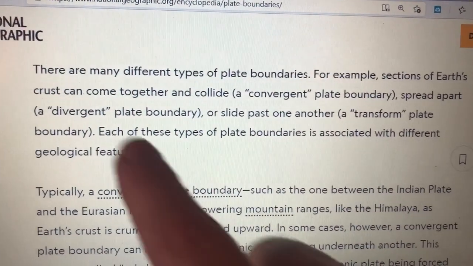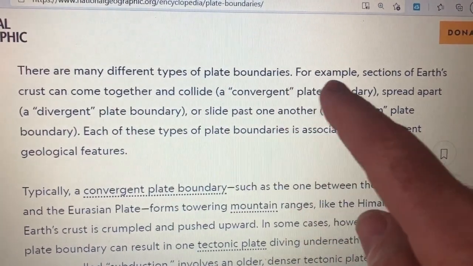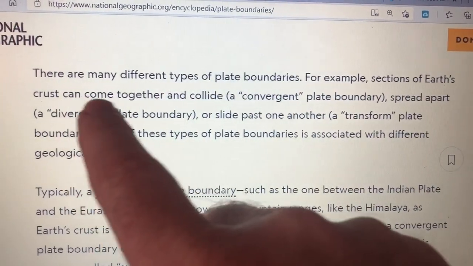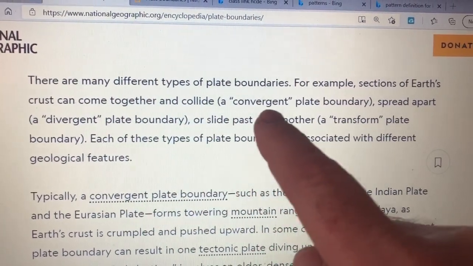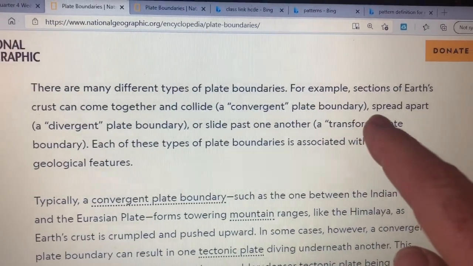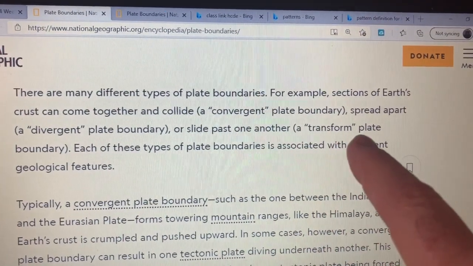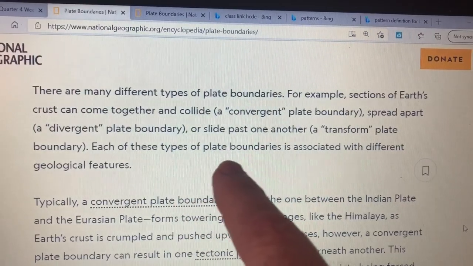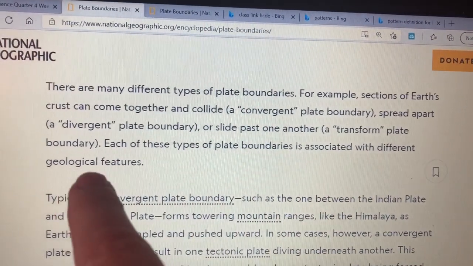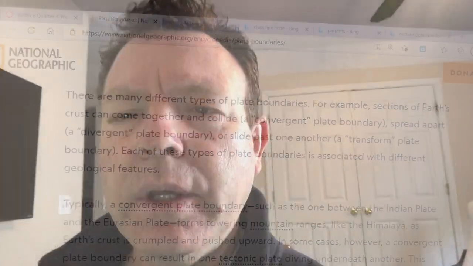Okay, let's continue. There are different types of plate boundaries. For example, sections of Earth's crust can come together and collide. That is a convergent plate boundary. We already talked about that. Spread apart, divergent plate boundary, or slide past one another, a transform plate boundary. Each of these types of plate boundaries is associated with different geological features. So each one of those different movements of the plates is associated with different landforms, okay? It's associated with, or things that happen on the crust. It's associated with mountain ranges or volcanoes or earthquakes and other things, but we're gonna concentrate today specifically on those. Let's continue reading.